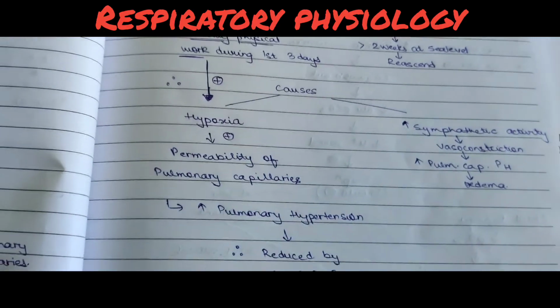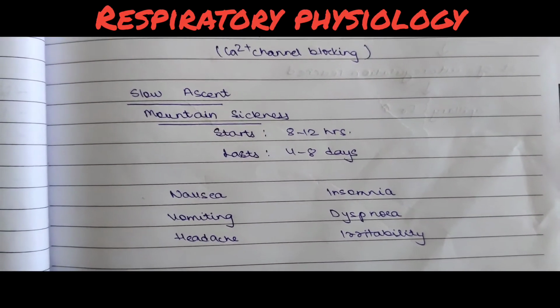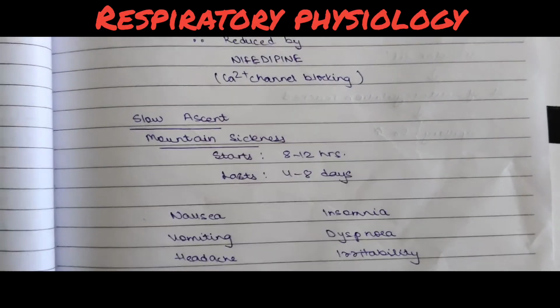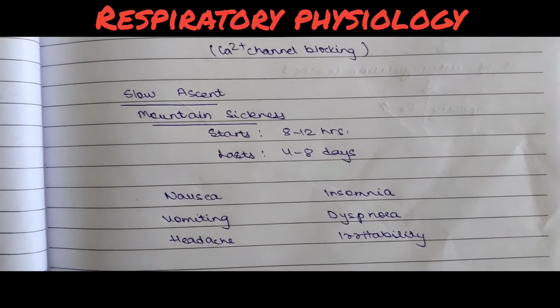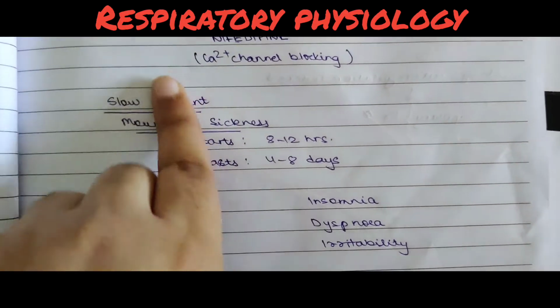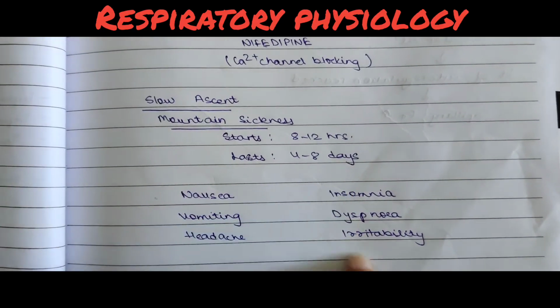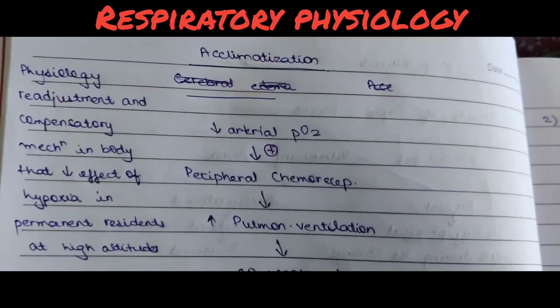Okay, so now if you do slow ascent, then mountain sickness will start after 8 to 12 hours and last till 4 to 8 days. So what are the symptoms of this mountain sickness? Nausea, vomiting, headache, insomnia, dyspnea, and irritability.